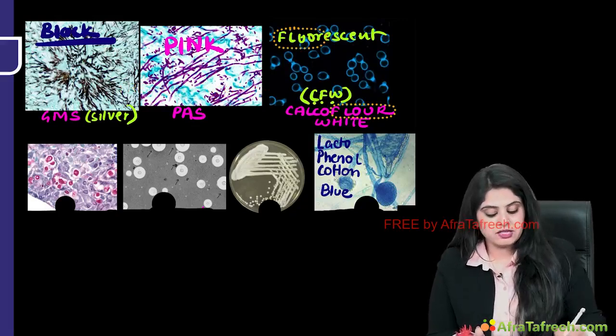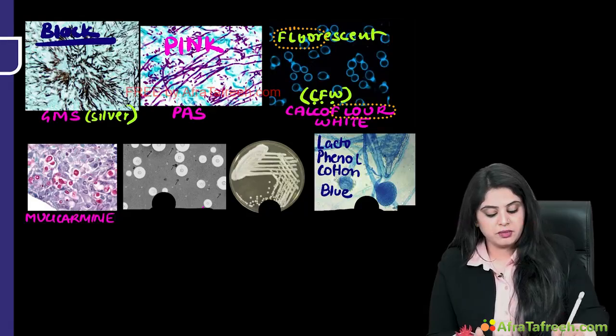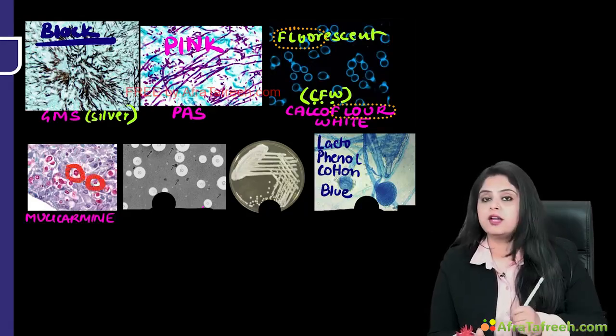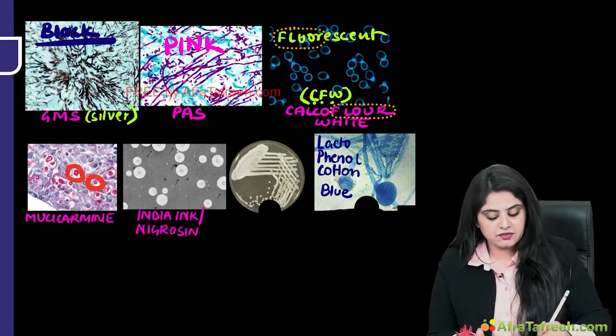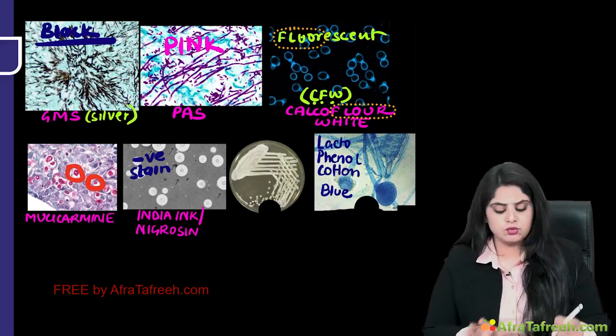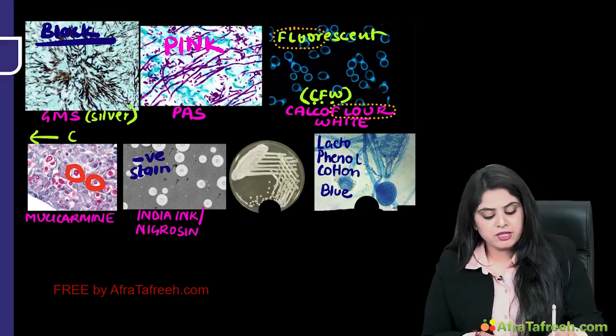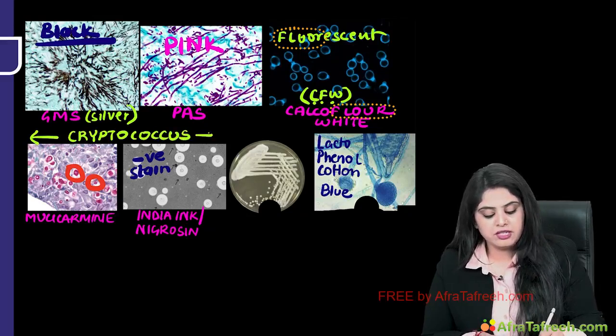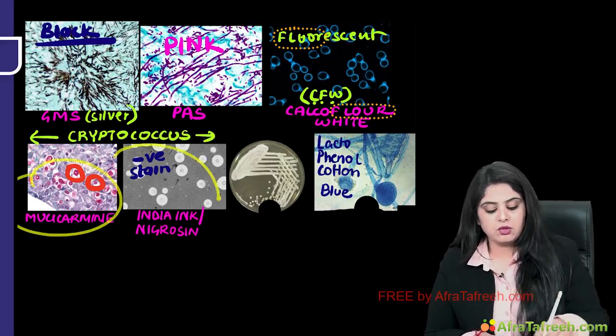Coming to the next two stains, you have something with a rose pink color, that is mucicarmine. And then there is a negative stain, which is the India ink or nigrosin staining. Why am I taking these two together? Because both of them are used for which organism? Both of them are used for Cryptococcus. So please note, Cryptococcus shows in mucicarmine also, India ink also.